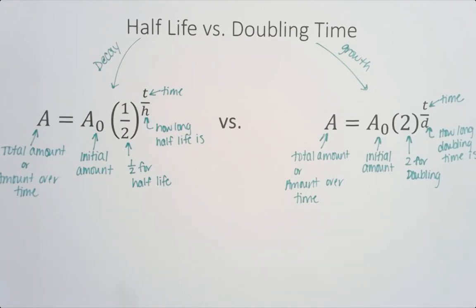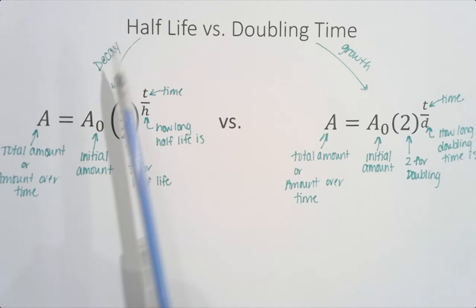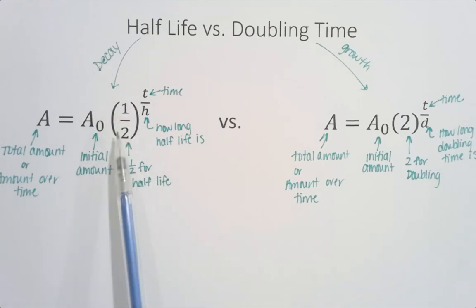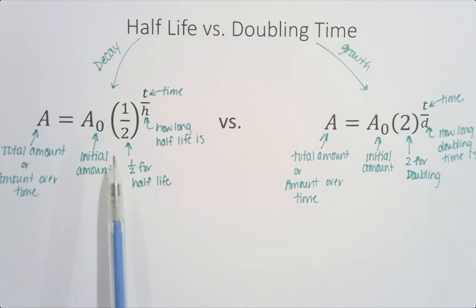This last part is about half-life and doubling time. A lot of times, half-life especially is talked about in your science classes. It's representing decay. Usually they're talking about over a specific amount of time, half of something disappears, okay?